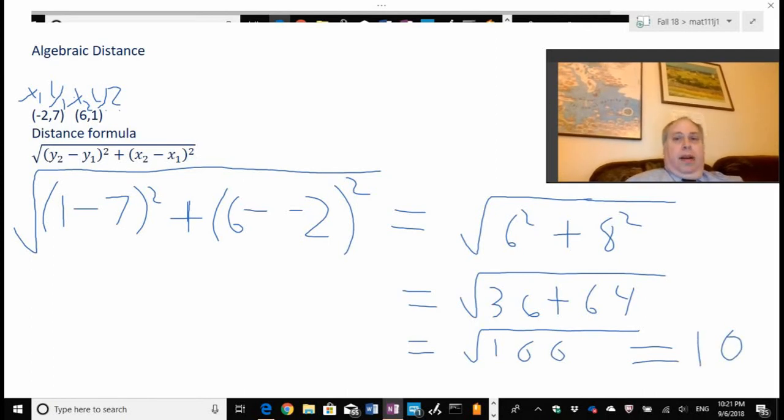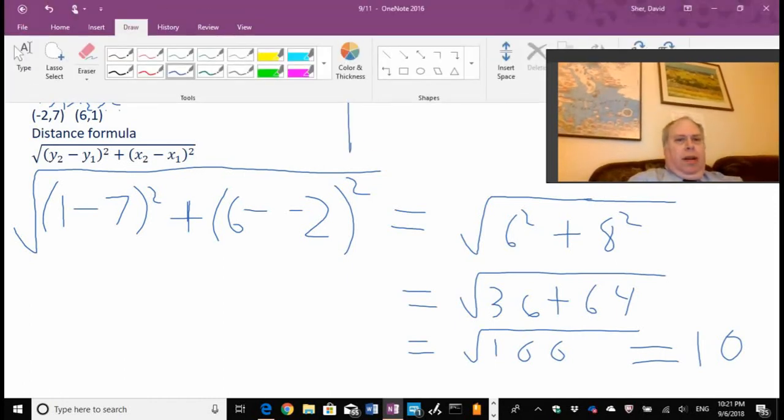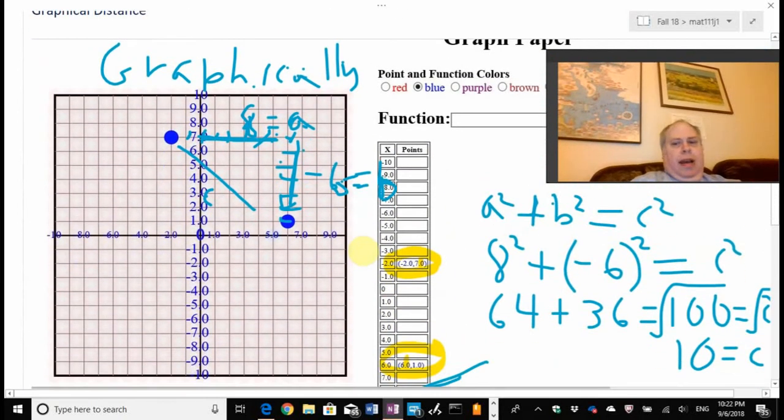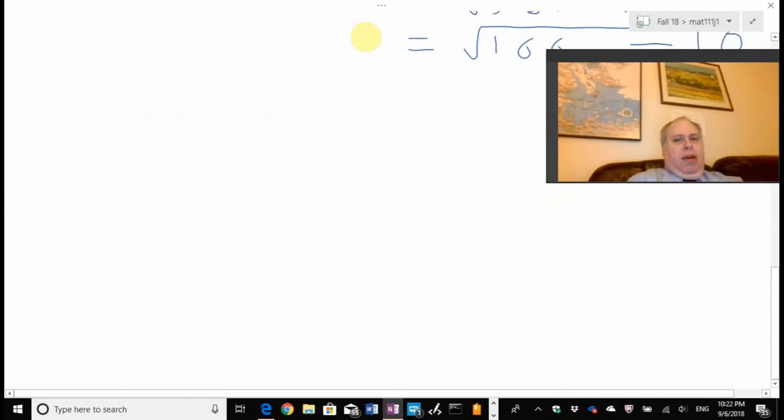Same answer. It's the same problem we did graphically up here and got 10. But now we want to do it algebraically.